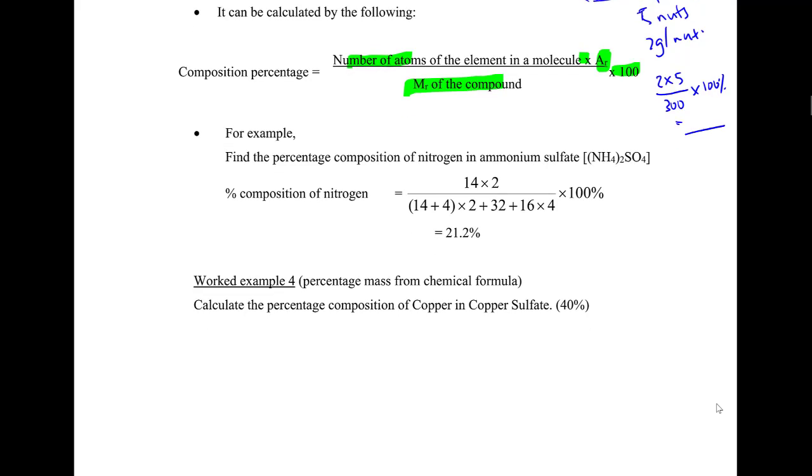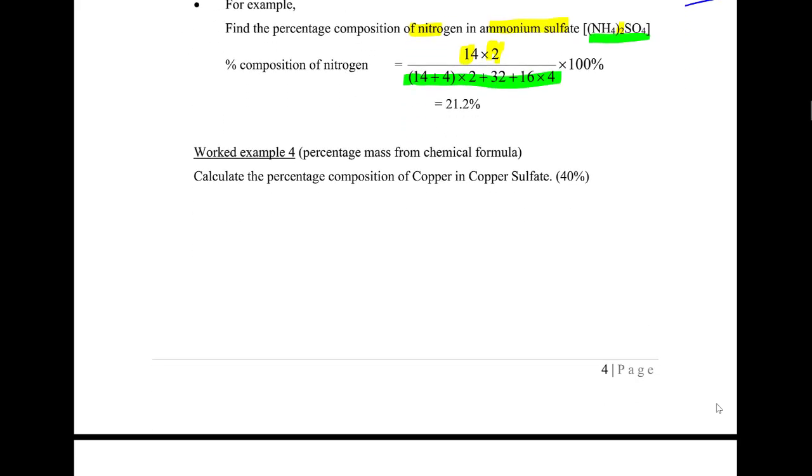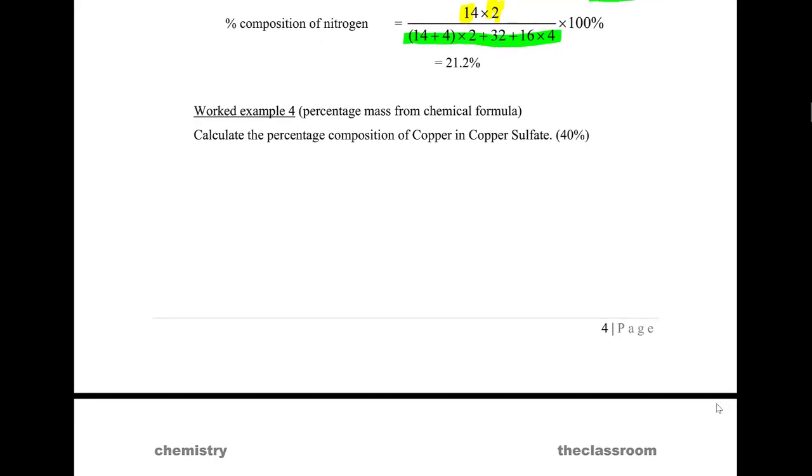Alright, so here, if you're asked to calculate percentage of nitrogen in ammonium sulfate, you take the number of nitrogen atoms, which is 2, multiplied by the AR of nitrogen, 14, over the total MR, so that's the whole thing, and then you multiply that by 100%. Okay, so let's try this for copper in copper sulfate. Alright, so I'm just going to help you out by writing the ARs here. Copper is 64, sulfur is 32, oxygen is 16.